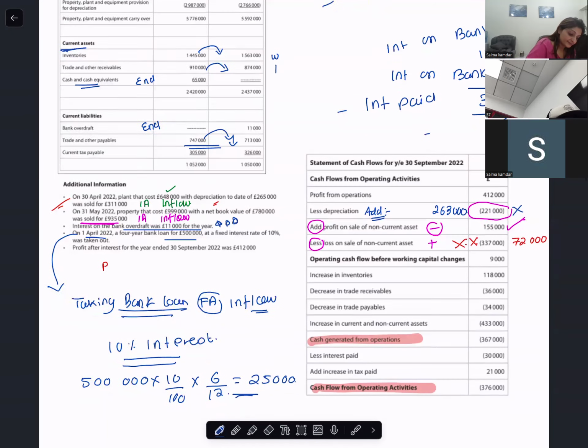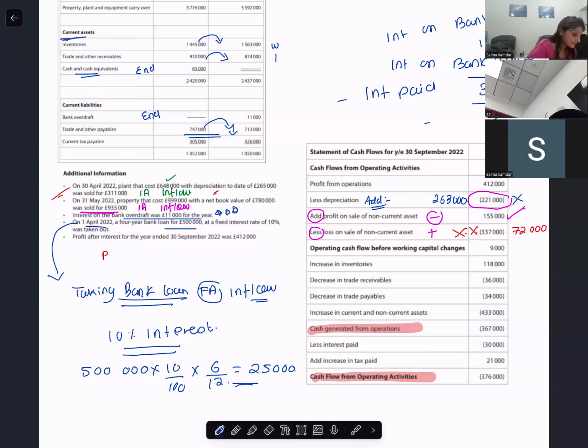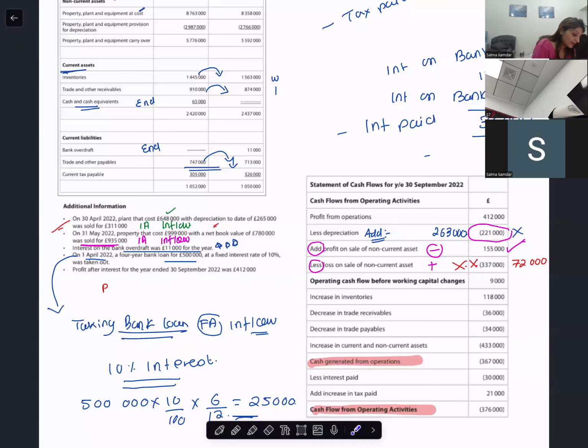Minus interest paid, 20,000. Miss, would you repeat it again? There is interest on bank overdraft 11,000. There is interest on bank loan 25,000. Can you see anything that any interest is pending?